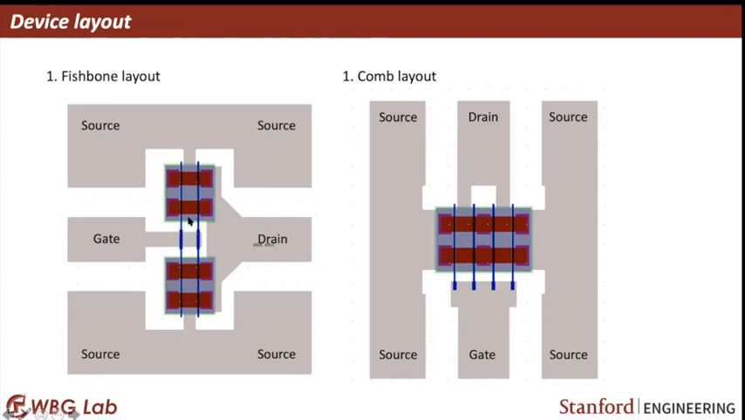So this is called a fishbone layout, and this is called a comb layout. Here, if you see the gate structure, it looks like a comb, right? So this is a gate pad and then different fingers like this. So these are different transistor layouts. Each of these has its own advantages in terms of its frequency of operation.